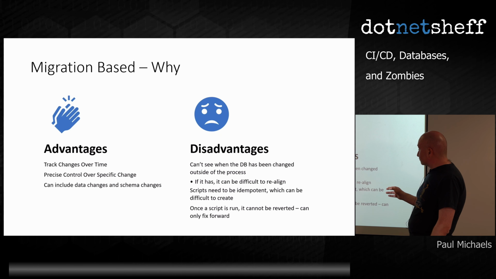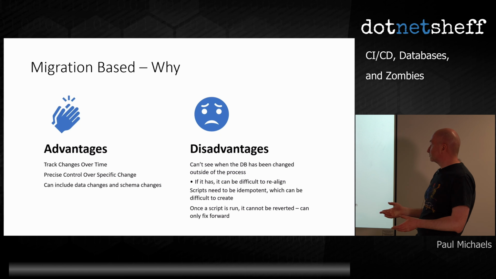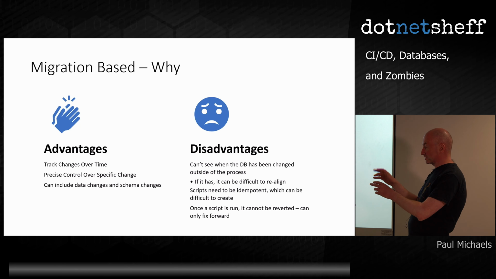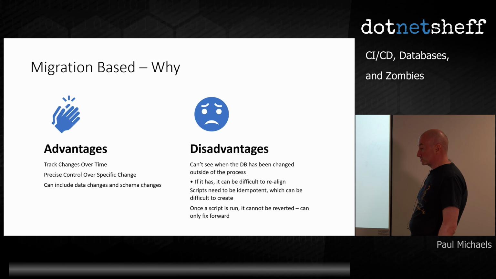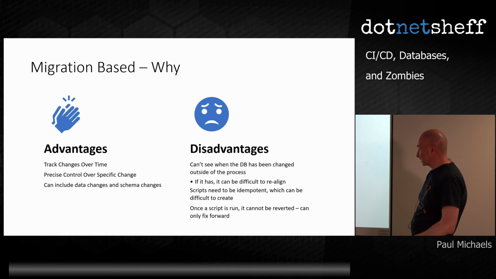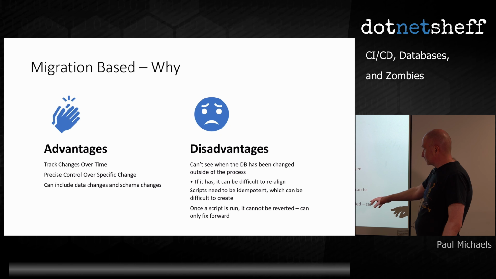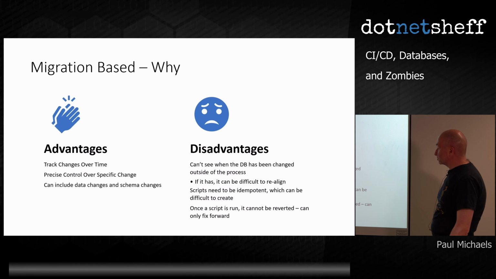The scripts need to be idempotent, really, which can make them difficult to create. So obviously, certain things are easy to do idempotently, like create table if not exists or whatever. Certain things are less easy, so if you're trying to create an index or a column or something, it can be a bit of a pain. And also enforcing idempotency is difficult unless you've got some kind of test that actually runs these things over and over again.